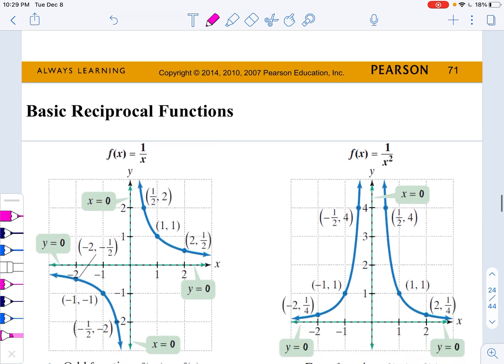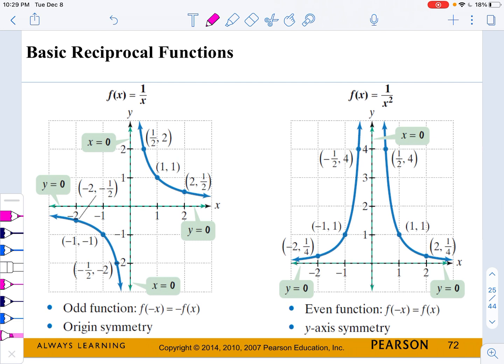So what does it look like if we have a reciprocal function? It talks about the basic reciprocal function, a flipped fraction, right? If we have f of x is equal to 1 over x, anytime you have a function that you do not know what it looks like, you can always make a table of values, plug in some numbers for x, and figure out what you end up with for y.